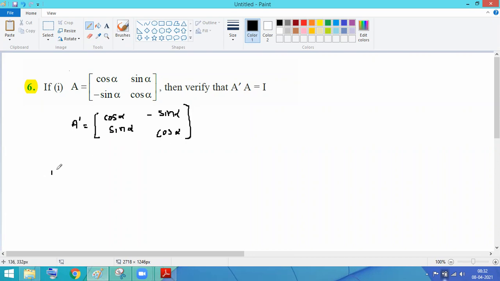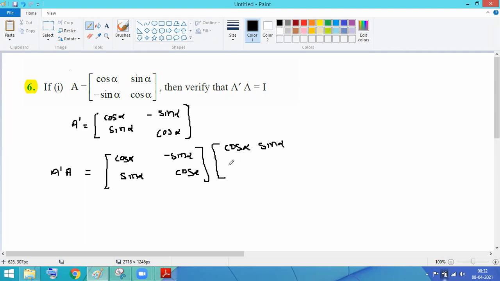Now I will find out A'A. Don't change the order because AB is not equal to BA. A' is cos alpha, minus sin alpha; sin alpha, cos alpha. Multiplied by A, which is cos alpha, sin alpha; minus sin alpha, cos alpha.